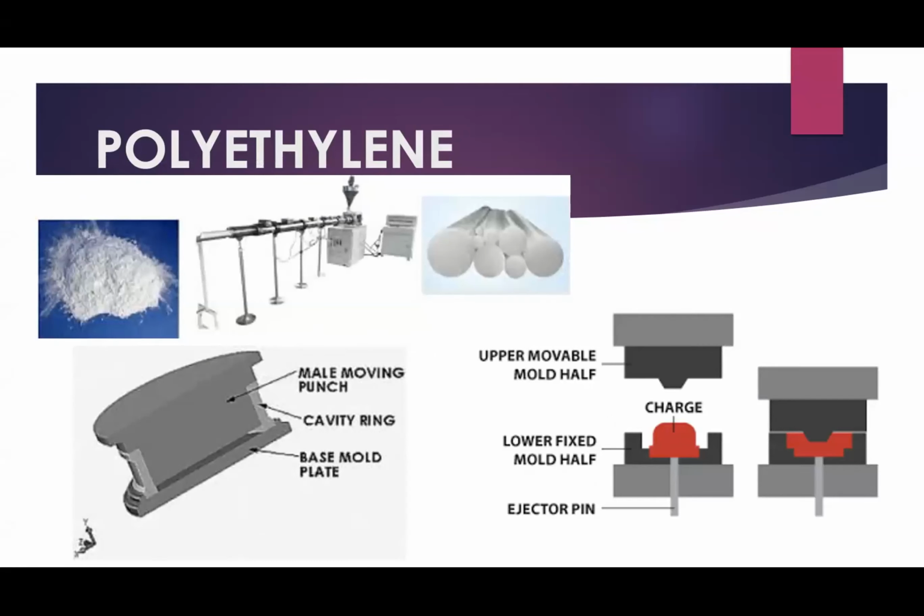We next move on to polyethylene. And again, I want you to use my structure: composition, manufacture, properties, and uses. So in terms of composition, polyethylene is made up of a long chain polymer of ethylene units, C2H4, joined together by covalent bonds.